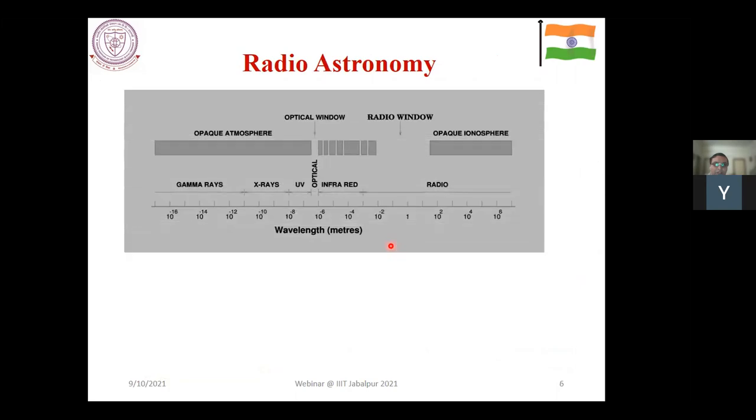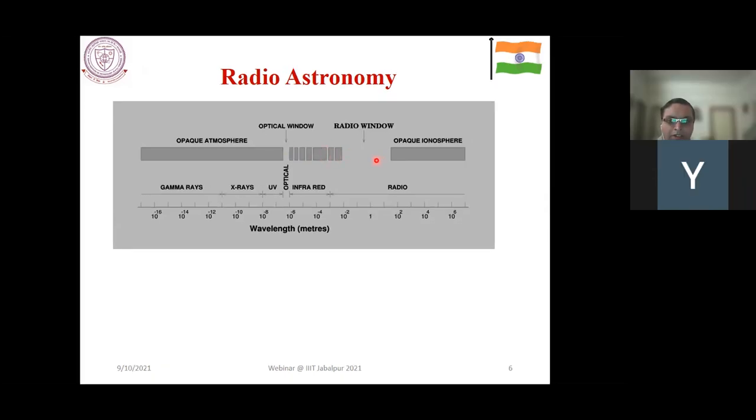So what is that one? If you see our electromagnetic spectrum, where the wavelength is increasing on the right side, at very high frequencies the atmosphere is opaque in nature, while at the lower end the ionosphere offers opacity, right? Now in between the two, you have an optical window and several smaller windows. You have some kind of transparency over a wider width in the microwave frequency domain, not in the RF, at the microwave frequencies.